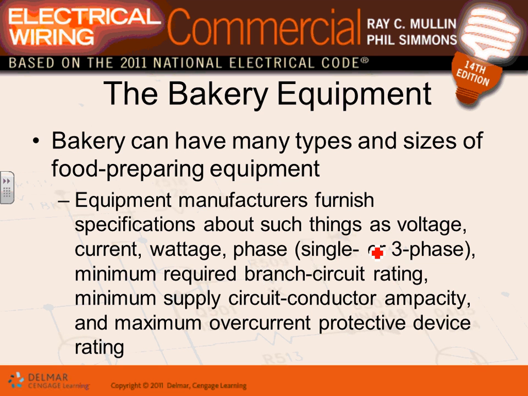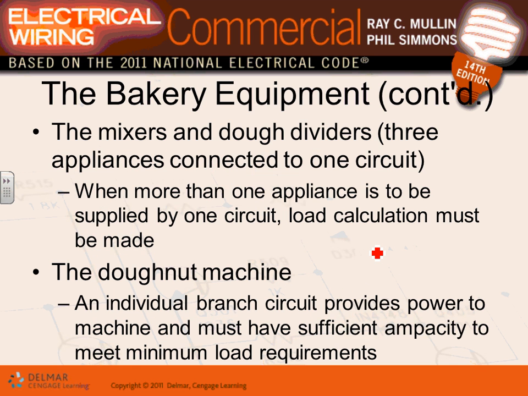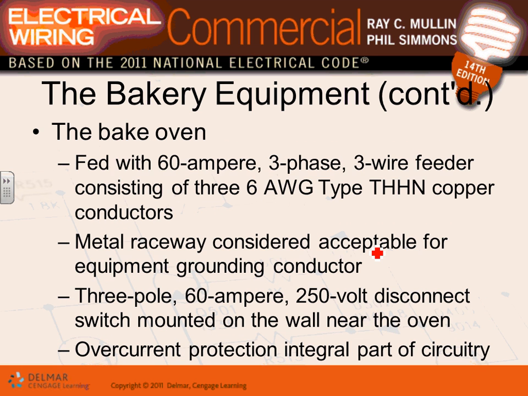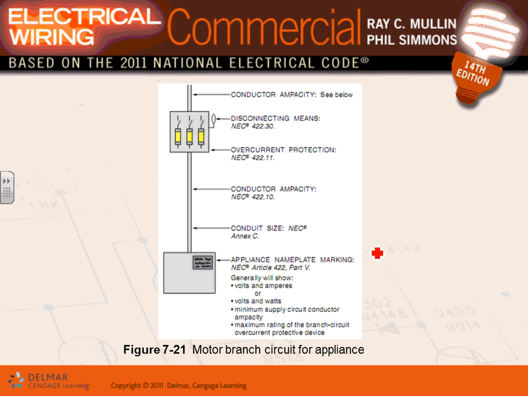Equipment. So this is just talking about the equipment that we have there. There are mixers and whatnot, dough dividers, and donut machines. These are all appliances that require an overcurrent protection device, a feeder, as well as a disconnect. Here's the baking oven and the connection for the conductors for it. Here's the baking oven that they have, guys, in this example.